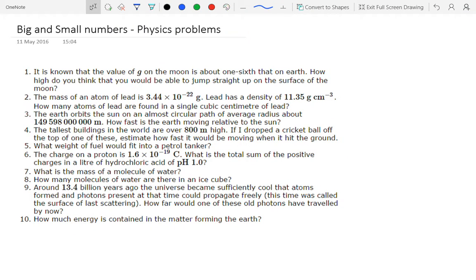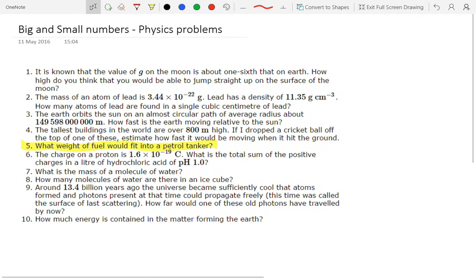This question 5 is something that might throw a lot of people off. It's just straightforward, short things, no numbers. What weight of fuel was fit into a petrol tanker? You might look at that and think, oh my god, I have no idea how to work that out. Well, the important thing is to make some assumptions, so things we might know.